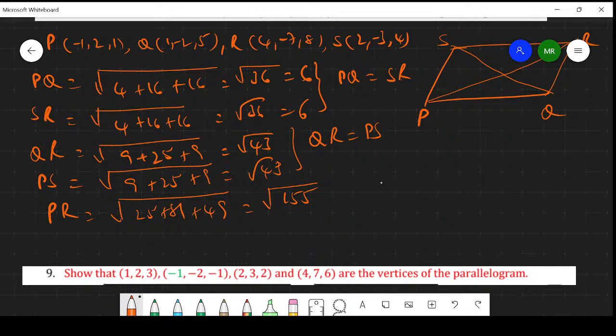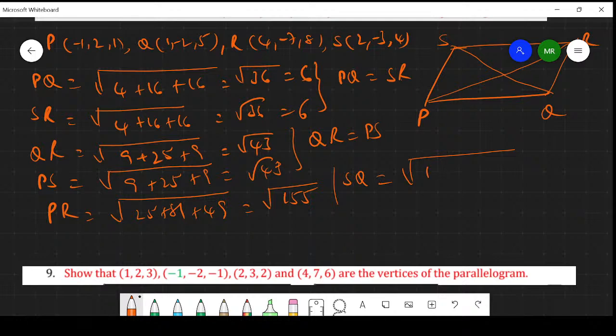PR is 155. Then I will find SQ. You will get a different value, because the diagonals are not equal in this parallelogram. Diagonals are not equal. You find SQ when I am finding S and Q.